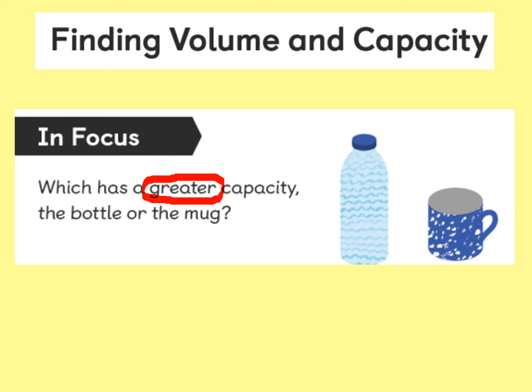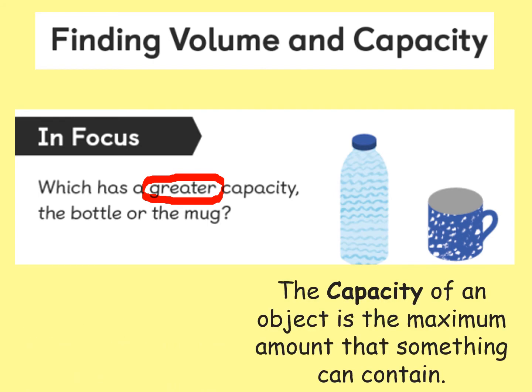But what is capacity? Well, children, capacity is the amount that something can hold. Okay, it's the amount that something can have inside of it. So we want to know, can the bottle or the mug hold more liquid inside of it? Which has more capacity? Which can store more liquid inside it? Okay, so the capacity is how much you can have inside of something.